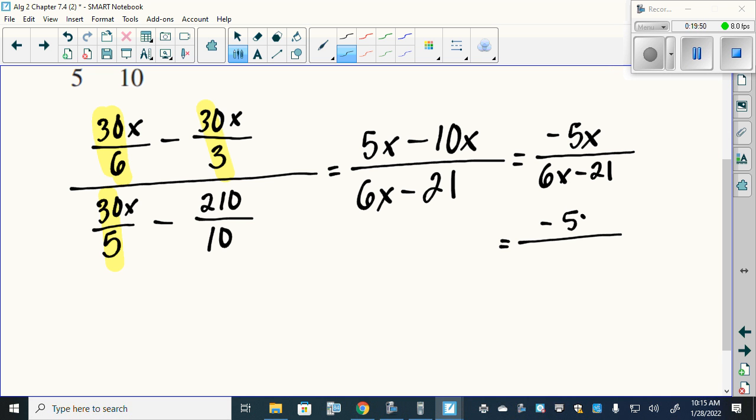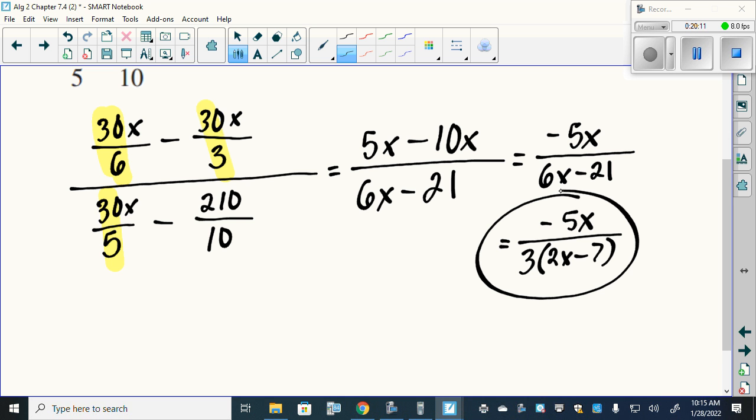Now there is a greatest common factor in the denominator with the 6x and 21, which is 3. Let's go on and factor it out, times 2x minus 7. Well, will the 3 and 5 simplify at all? No. So that's the answer. I like that. But that's all we have to do for these here. Any questions on any of these here?